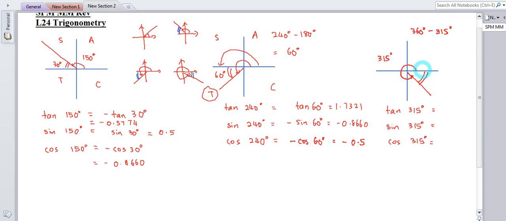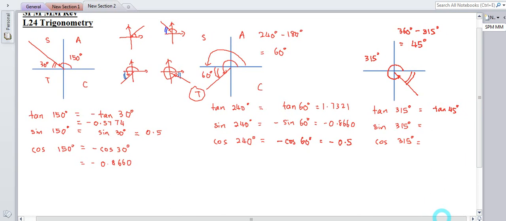Okay, so we want to find this angle. We take 360 minus 315, then we will get this angle. Just press the calculator, you will get 45 degrees. Now we know that the reference angle is 45 degrees. So this is tangent 45 degrees. Okay, so again, A, S, T, C. In this quadrant, only cosine will be positive, right? So tangent we know is negative. Press the calculator. Tangent 45 is equal to 1. So this is equal to negative 1.